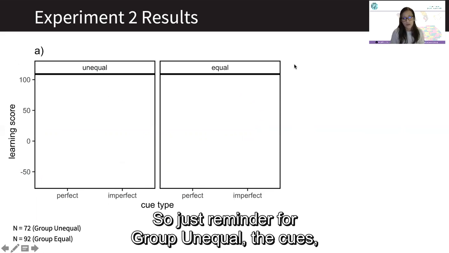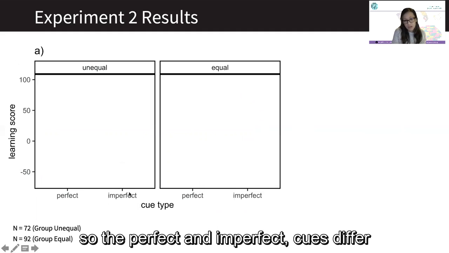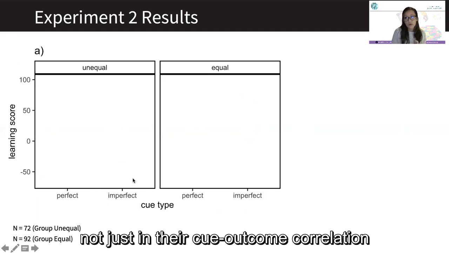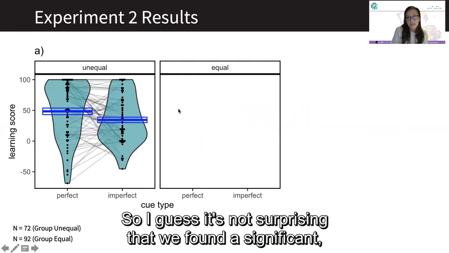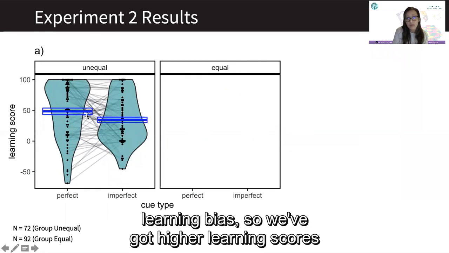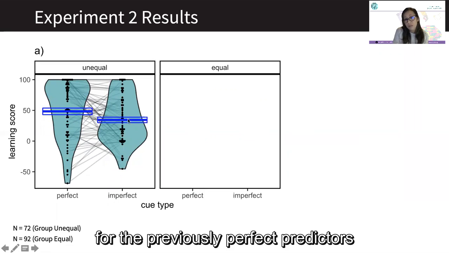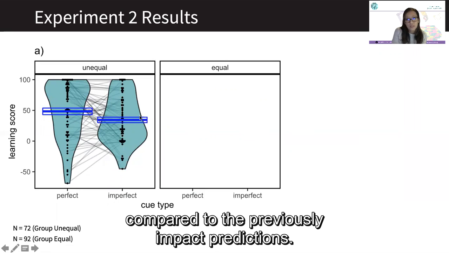So just a reminder, for group unequal, the perfect and imperfect cues differ not just in their cue outcome correlation, but also in their choice relevance. So I guess it's not surprising that we found a significant learning bias. So we got higher learning scores for the previously perfect predictors compared to the previously imperfect predictors.